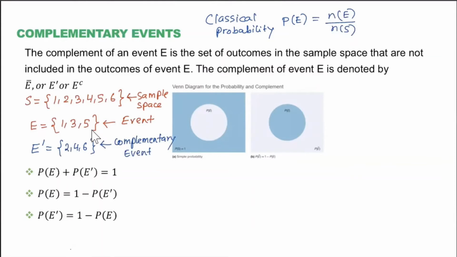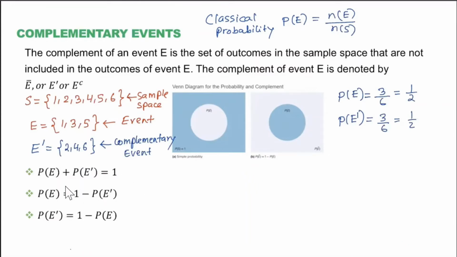Now, let's do one thing. What is the probability of E in this case? If you want to find the probability of E, there are 3 elements here out of 6. So 3 over 6 is half, right? And the probability of the complement, in the complement also we have 3 out of 6, which is also half. Now check here, if we add these two values, the probability of the event and the probability of the complement of the event, both are half. If you add, it is equal to 1.